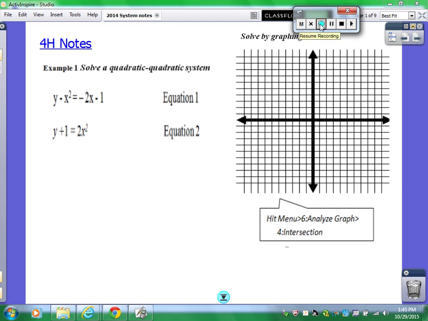Alright, these are 4H notes. We're going to be solving systems of quadratic inequalities and equations. Okay, so the first thing we want to do, we're going to look at two different methods for solving these systems. We're going to be graphing two different inequalities and seeing where they intersect. We're going to look at the graphing method first.